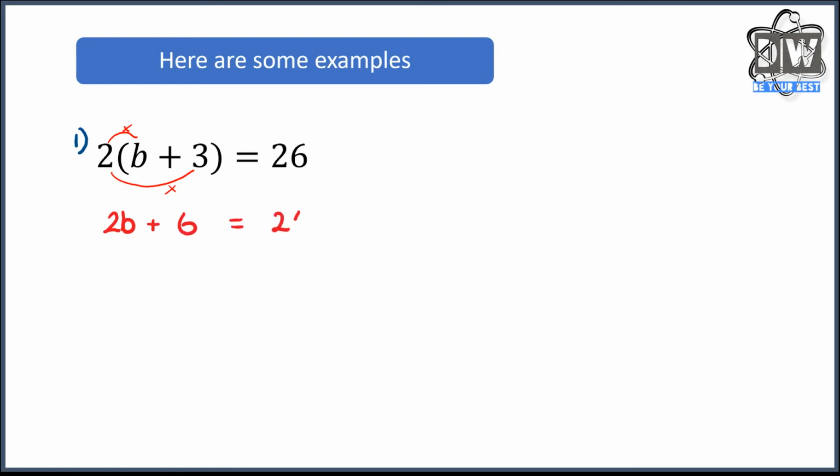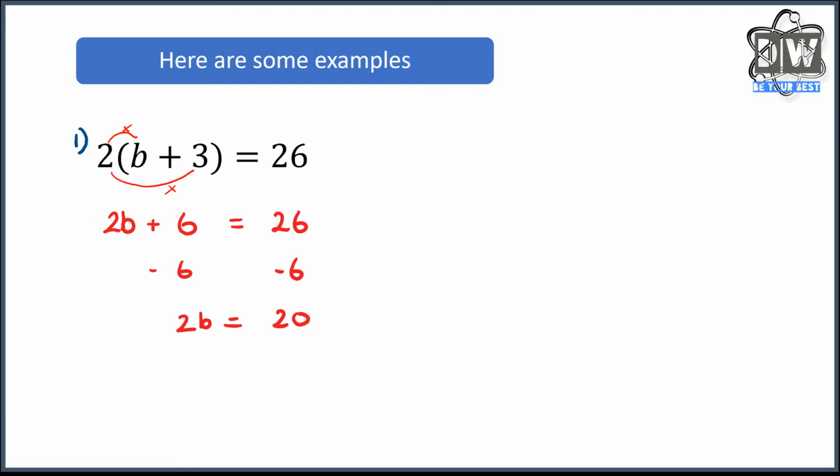And now from there, it really is plain sailing. What's next? What's the opposite of plus 6? It's minus 6, because we're trying to make b the subject, remember. So now we'll be left with 2b equals 20, and it's becoming nice and easy for you. We're breaking it down one step at a time. So now we've got a one-step equation, don't we? 2 bananas equals 20 pounds.